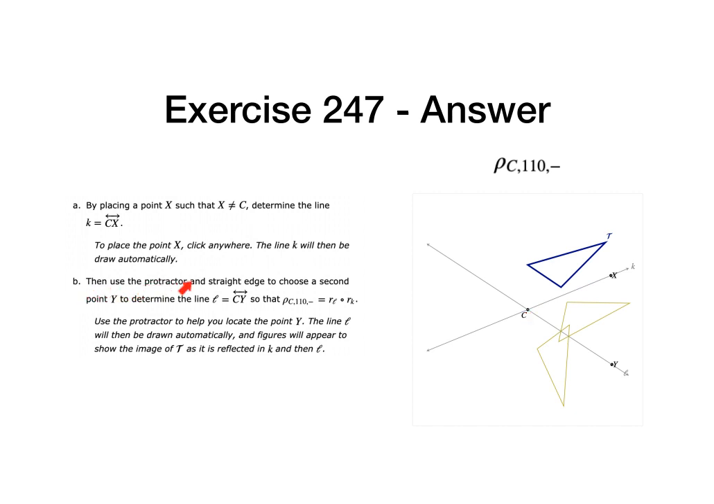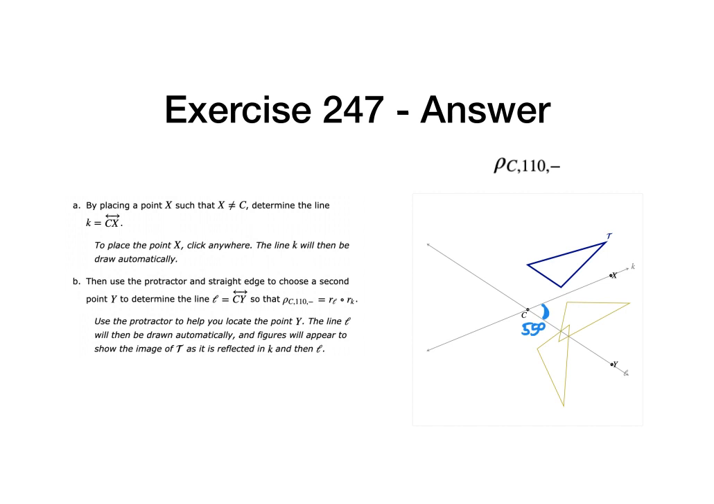Next, then use the protractor and a straight edge to choose a second point Y to determine the line L equal to CY, so that rho sub C 110 degrees negative equals the composite R sub L circle R sub K. Well, what you need to do in this case is draw it so that the angle between lines K and L is half of 110 degrees. So I want this angle here to be 55 degrees.